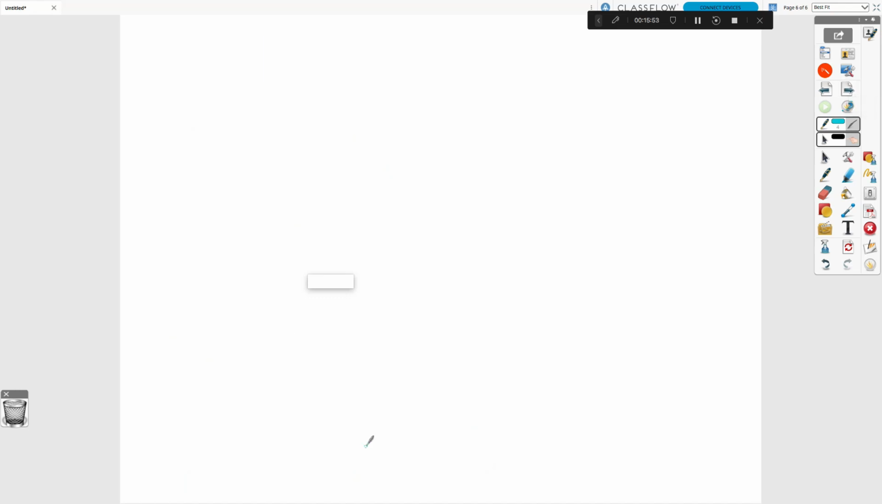Okay. Number 74, we're finding the perimeter of this triangle. Perimeter means we have to do what?